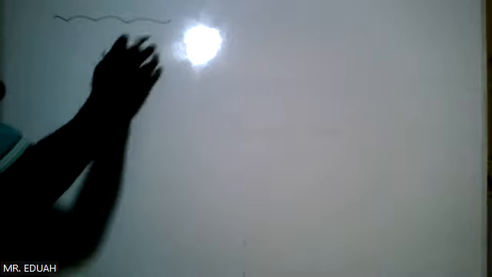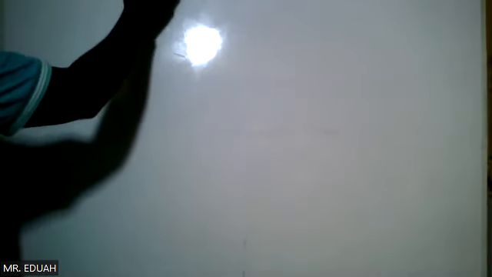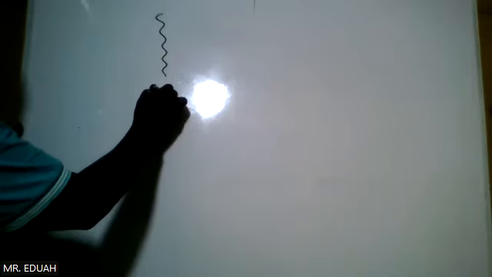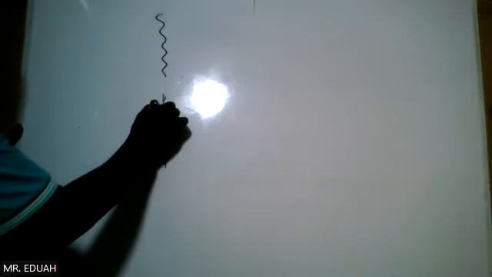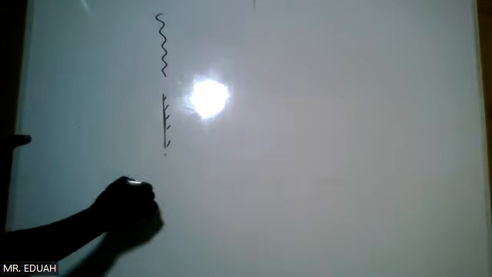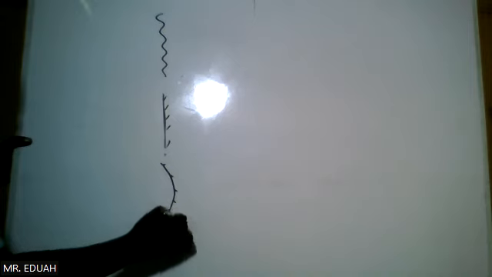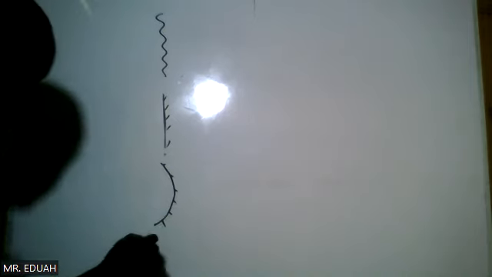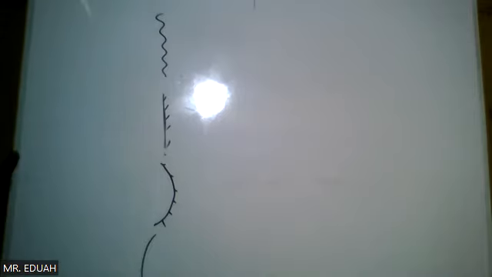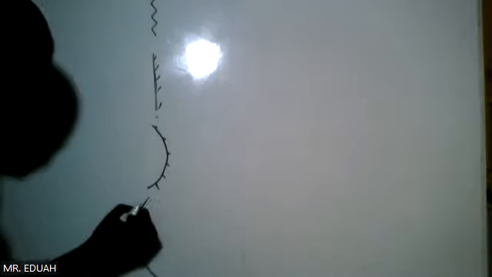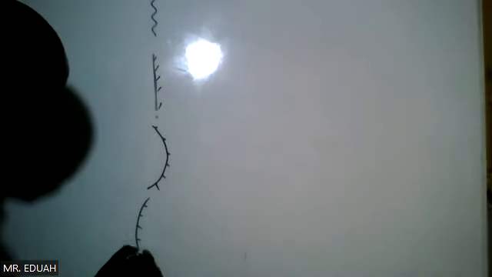Whether the surface is rough. Whether the surface is plane. Let me use this. Rough surface. Whether the surface curves, the reflecting surface curves inwardly. Whether the reflecting surface curves outwardly. When light is incident on any of these.